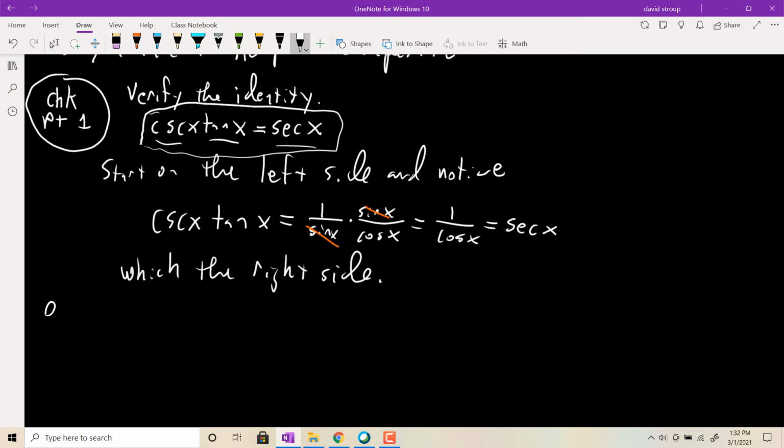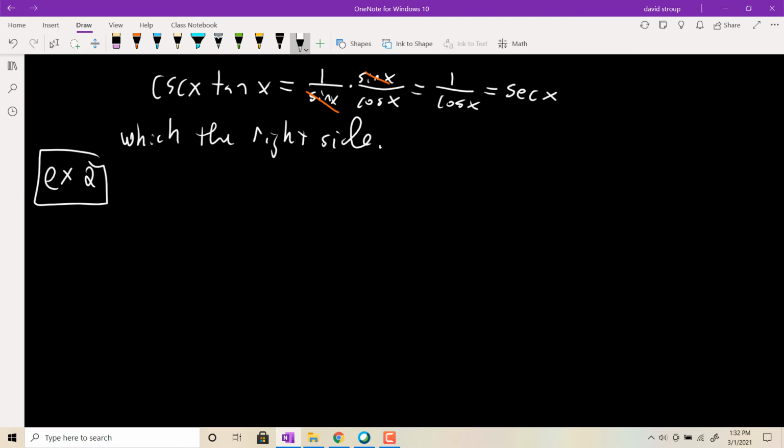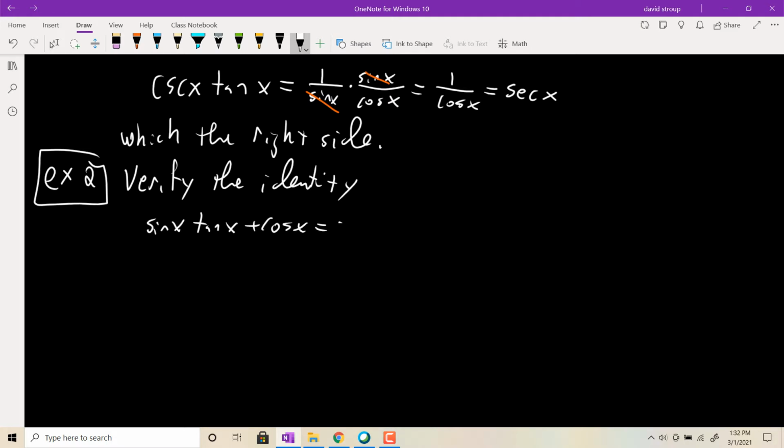Let's look at some more problems, right? A lot of these, like I said, sometimes you'll just have to spin your wheels for a little bit, but I think it's kind of cool when you actually figure it out. So anyways, let's look at the next one. Again, it's verify the identity. Here we have sine of x, tan of x, plus cosine x equals secant x.